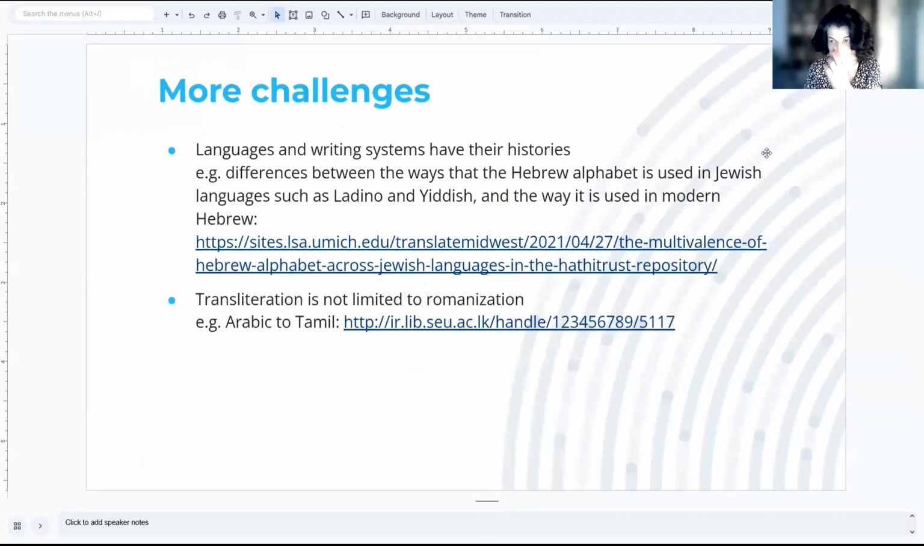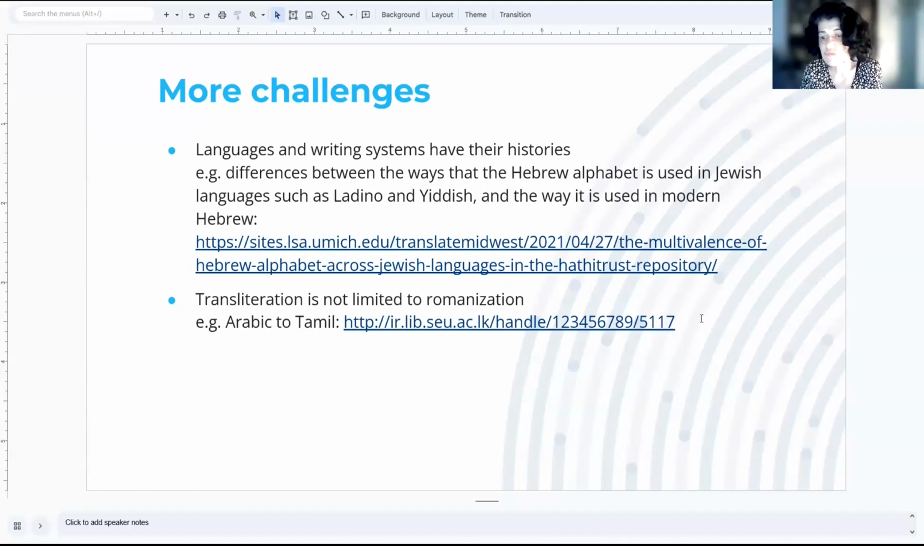And I include some use cases here, some texts that are interesting to read. For example, the first explains the situation in Hebrew, where historically the same alphabet is used to express various languages, and the transliteration rules that apply to those languages are different. So if you want to do this correctly, you have to be knowledgeable of these differences, and you actually need some expert knowledge. And also this Arabic to Tamil and vice versa, this is another example.